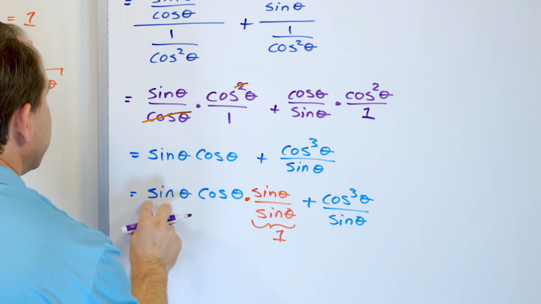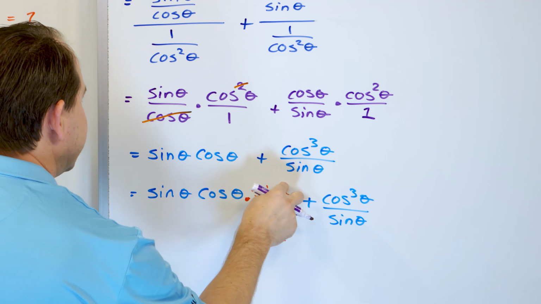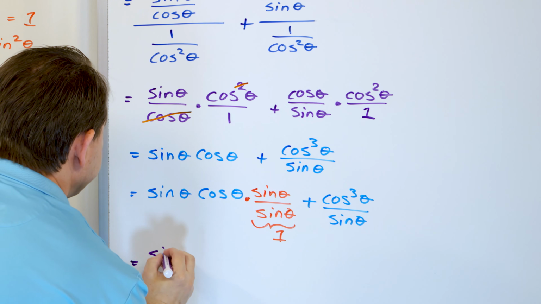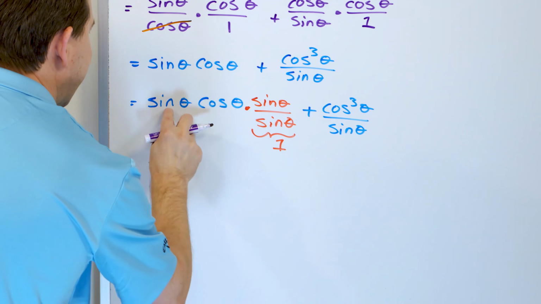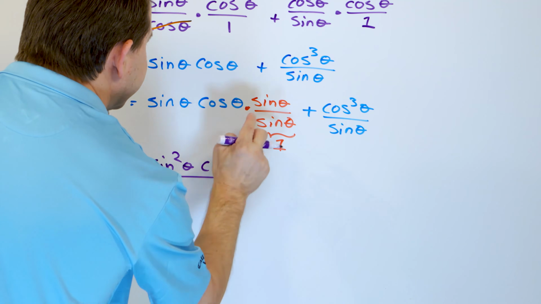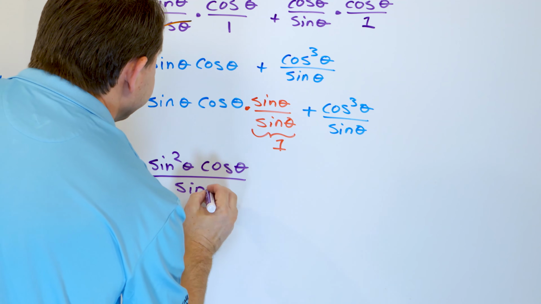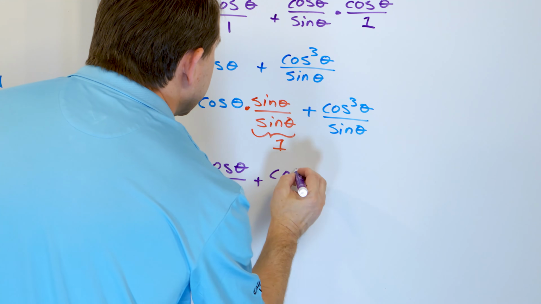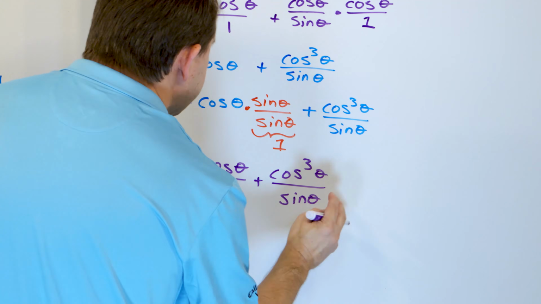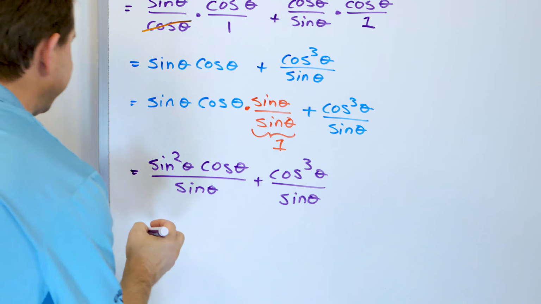So what do I have? This term times the sine, because remember the numerator times the numerator is going to give me sine squared theta, because I have two sines here, times the cosine of theta. And then on the bottom, it's going to be sine of theta. And then over here, it's going to be cosine cubed of theta over sine of theta. Now I have a common denominator, and I can add these together.